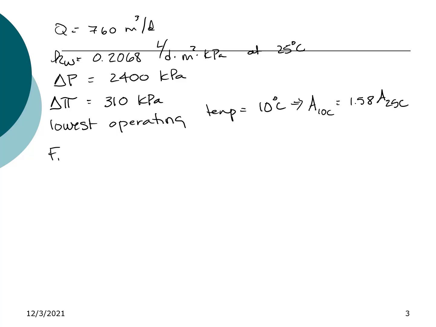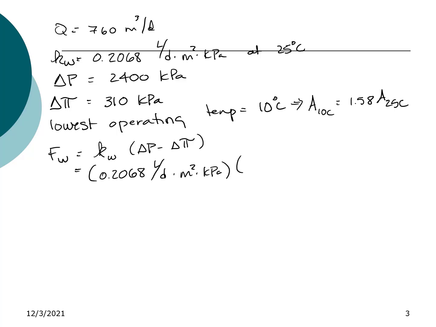Remembering the equation for the flux of water is equal to Kw times delta P minus delta pi, and that is equal to 0.2068 liters per day per meter squared per kilopascal times 2400 minus 310 kilopascals, and that is equal to 432 liters per day per meter squared. There was a question on Wednesday about flux. Remember, the flux of water is equal to your flow rate divided by the surface area of the membrane.